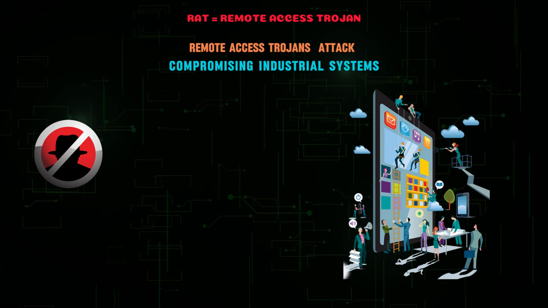Compromising industrial systems. Attackers can use remote access Trojans to take control of large-scale industrial systems, including public utilities like water and electricity. The attacker can sabotage these systems, causing widespread damage to industrial machinery, and potentially disrupting critical services to entire areas.